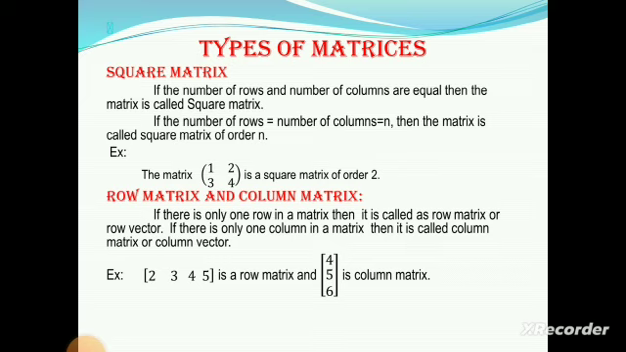Next we are going to see about the row matrix and the column matrix. If there is only one row in a given matrix, then it is called a row matrix or row vector. In the same way, if there is only one column in a matrix, then it is called a column matrix or column vector. We can see simple examples given in the following.